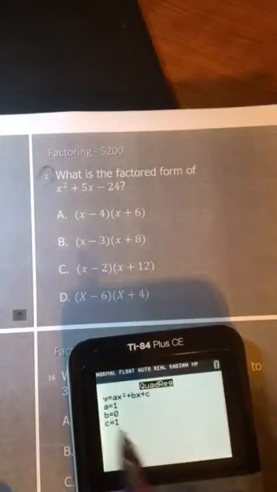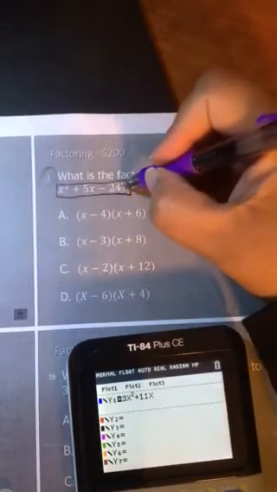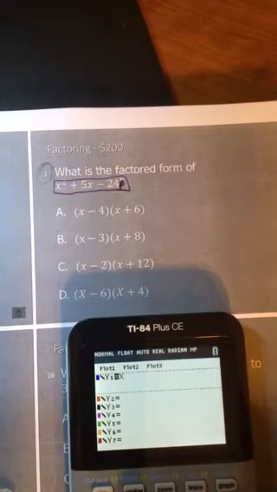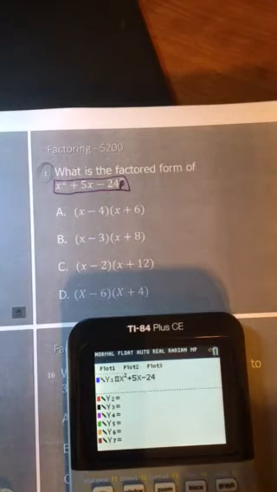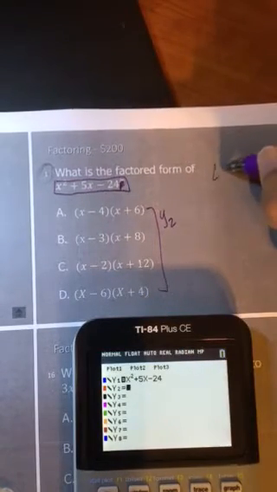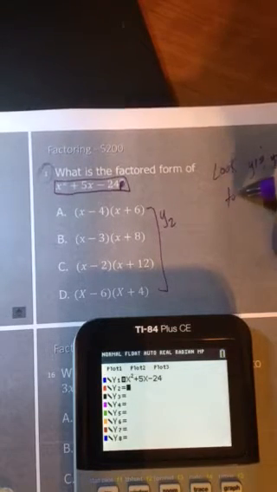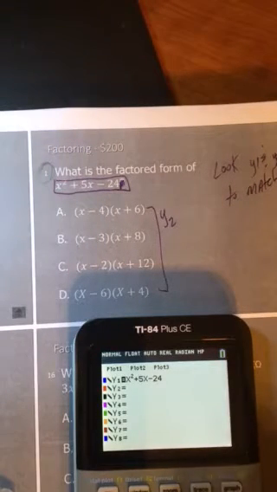Okay, if you get one like this on your test, it's going to be a good thing because this is a pure calculator question. So what's going to happen is you're going to put this into y1. Of course, you're not going to put the question mark. So x squared plus 5x minus 24. And then your answer choices, one at a time, are going to go into y2. And what you're going to look for is y1 and y2 to match. So let's go to what I mean.